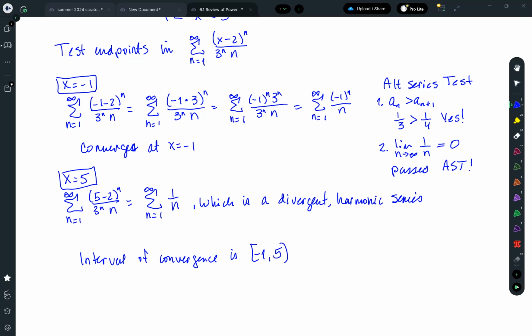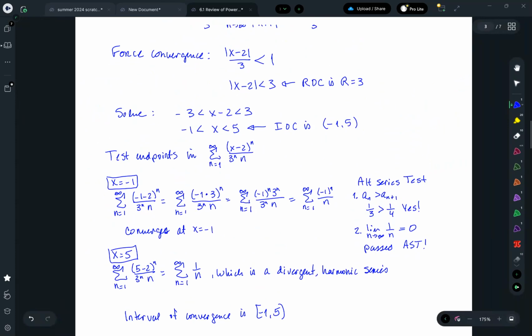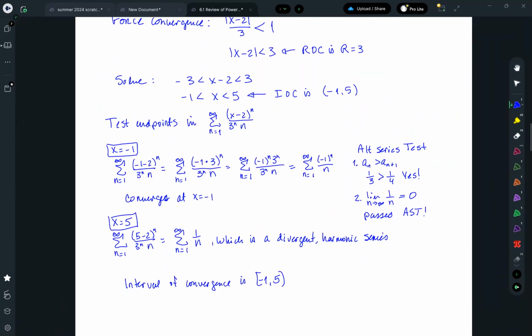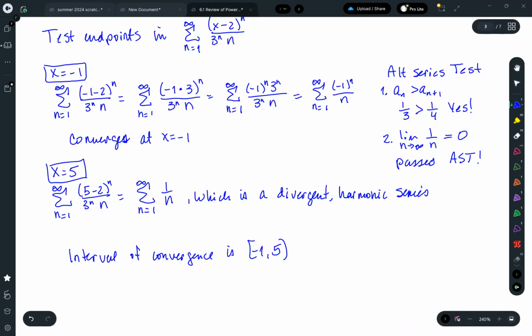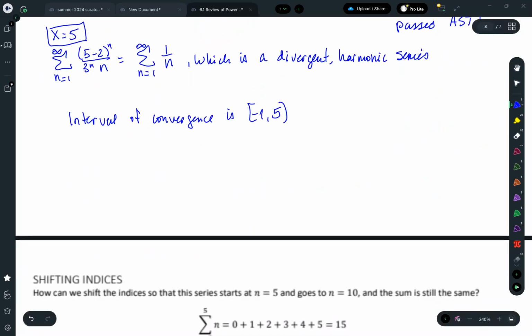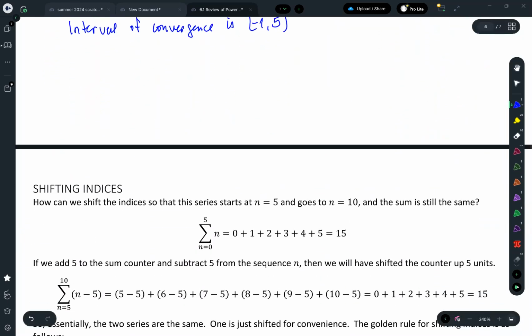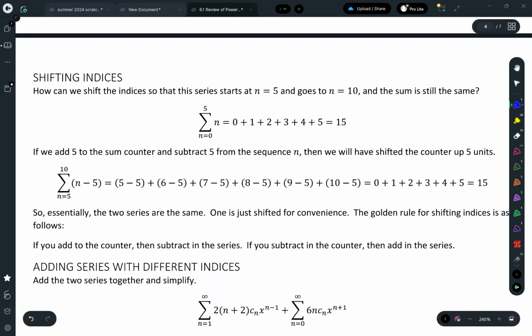Okay, that's it. So that kind of reviews the absolute ratio test, and then the alternating series test, and then just a comparison with a divergent harmonic series. Okay. Next topic is shifting indices. You see this just a little bit in Calc 2, but depending on which class you took, you may not have seen it. So we've got to talk about this.